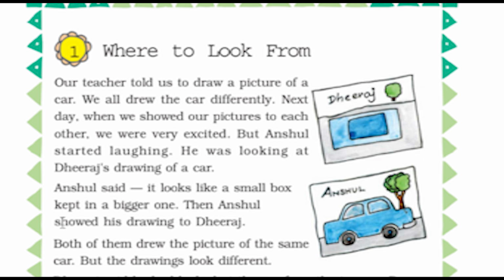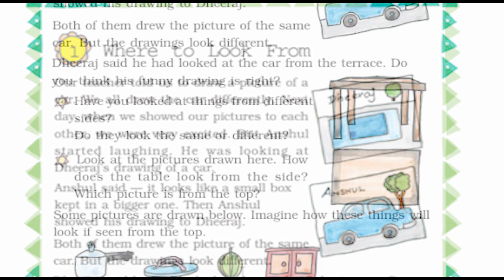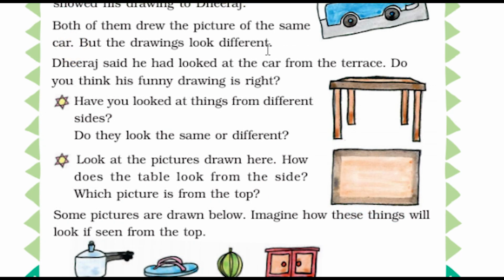Then Anshul showed his drawing to Dheeraj. Both of them drew the picture of the same car, but the drawing looked different. This is Dheeraj's car and this is Anshul's car. Dheeraj's car is looking like a box in a box, okay?